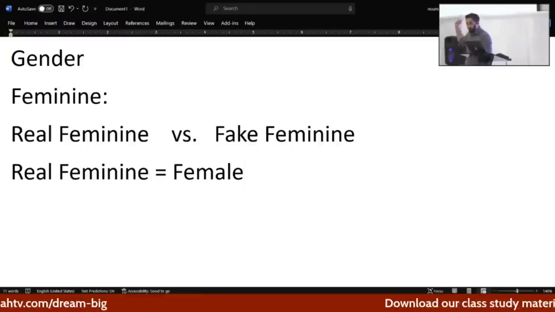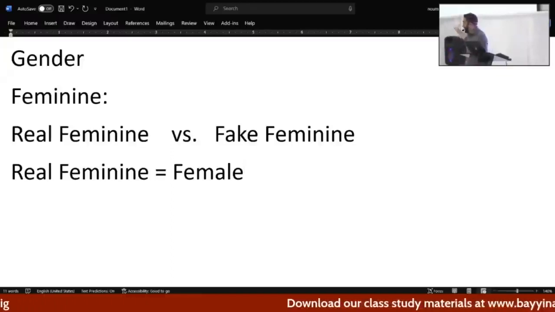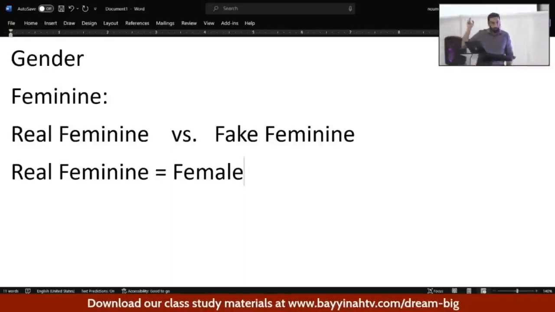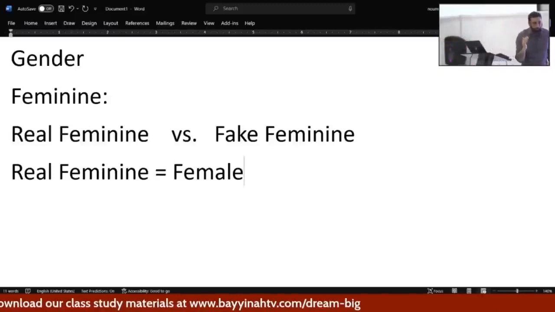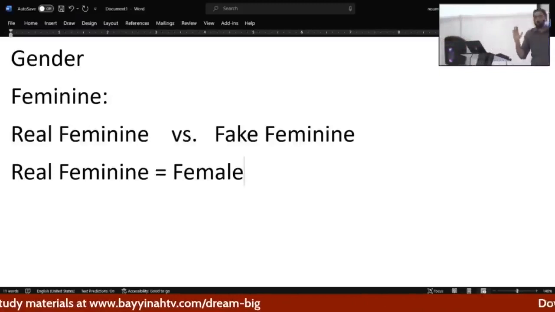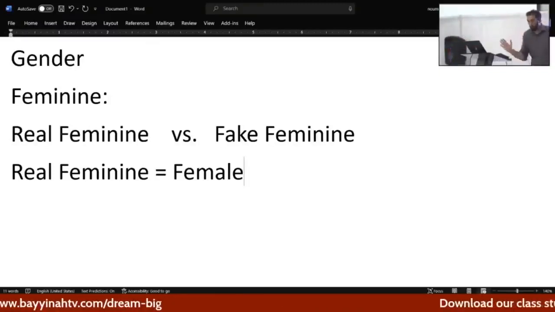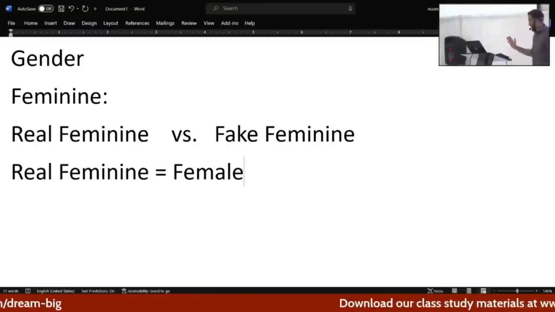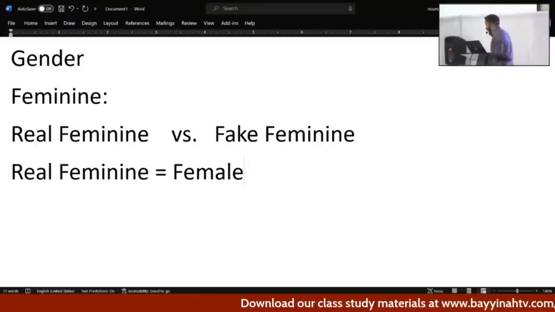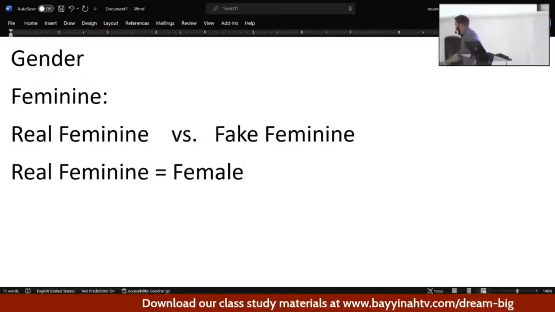We may have some discussions to do. This is not a grammar problem. This is some other issue. Okay? Real feminine just means what? Female. This is a biology issue, not a grammar issue. Okay? This is not a psychology issue. It's not a sociology issue. This is a biology issue.